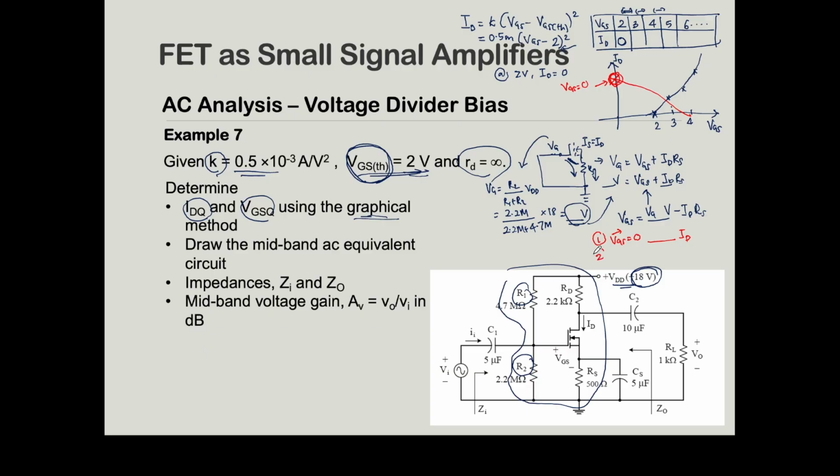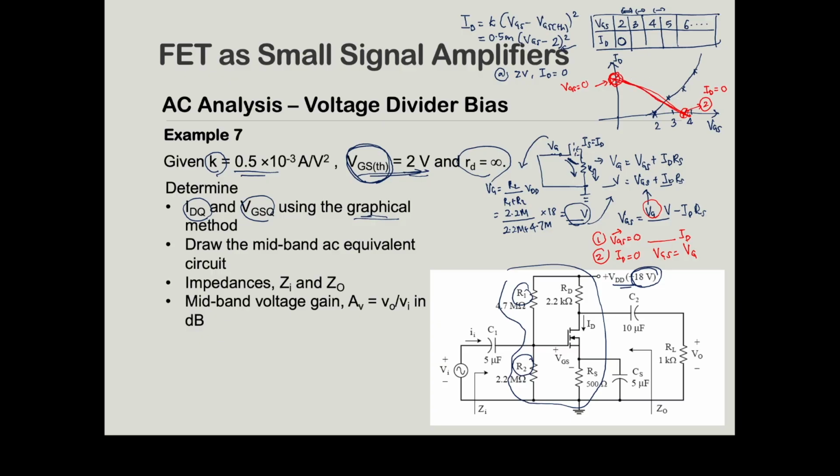Next, here is your second point. Your second point is when your ID is equal to 0. So you put ID equal to 0. What is the value of VGS? Usually VGS is equal to your VG value. So you mark the value there, then you can draw the straight line.